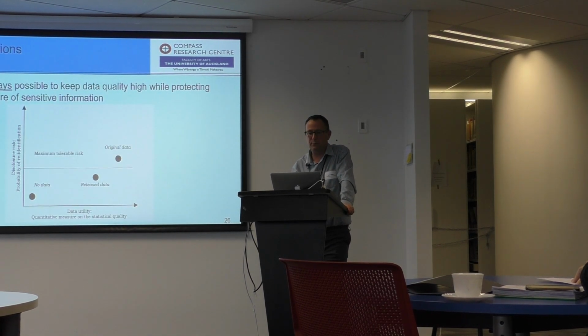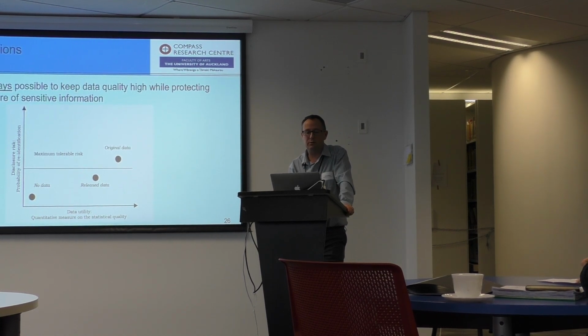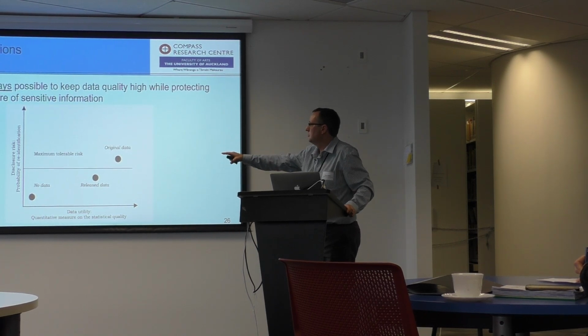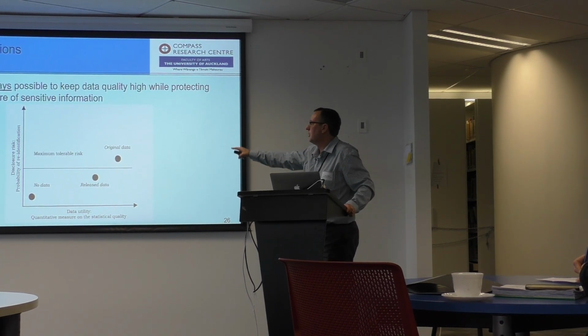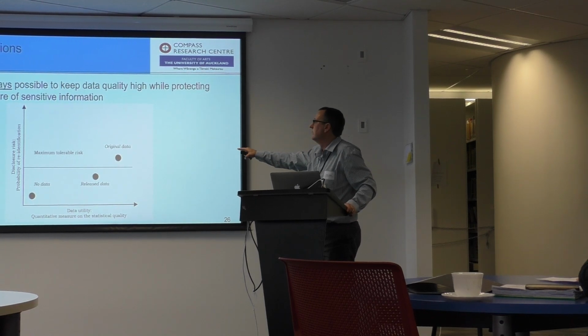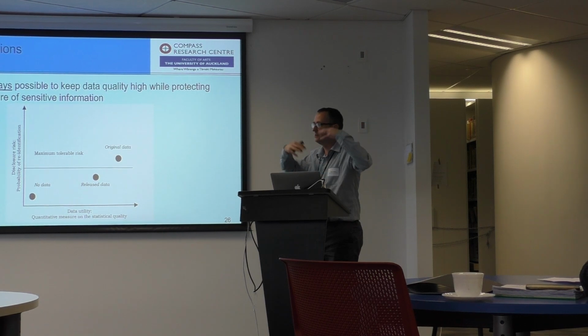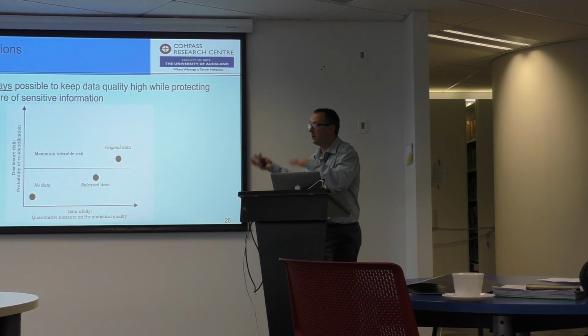And I think it's always possible to keep data high quality while protecting the disclosure risk of information. So here you've got the original data. You don't have to reduce it to no data or useless data to go below the high disclosure risk mark. You can release data by, say, aggregating up postcodes and still have the data of good use to a lot of people.